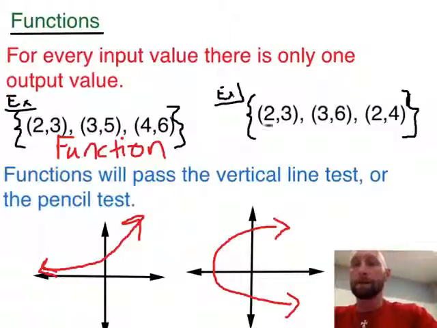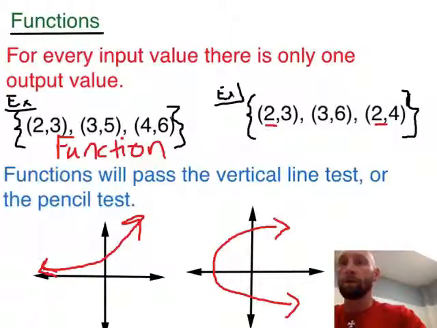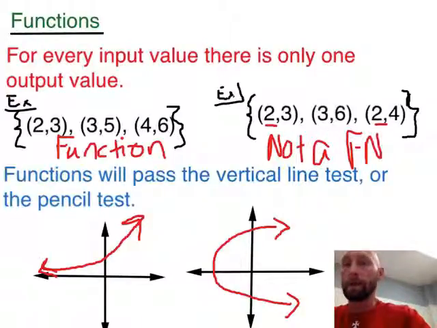When we look at the second example, we have the ordered pairs 2, 3, 3, 6, and 2, 4. We'll notice 2, 3 and 2, 4 have the same x value. So since the x values are repeating, this would not be a function. We're going to abbreviate that as not a function, and we would just put F and C to abbreviate function, a little shorthand.